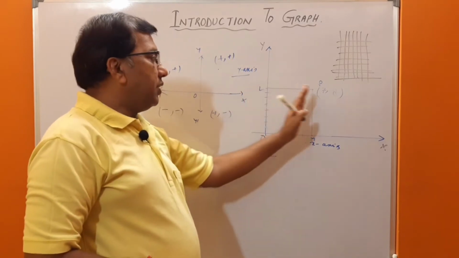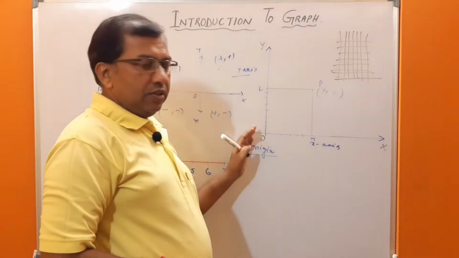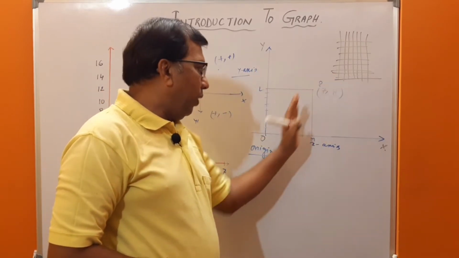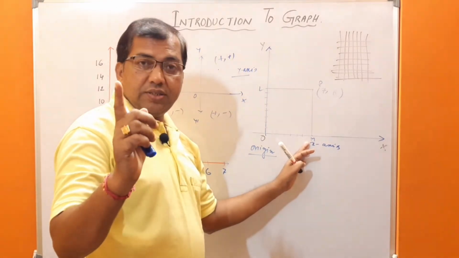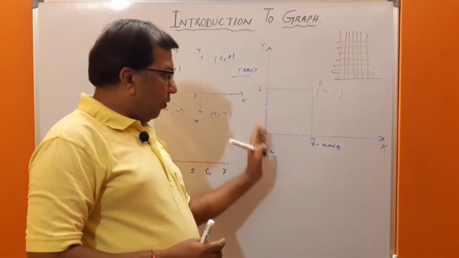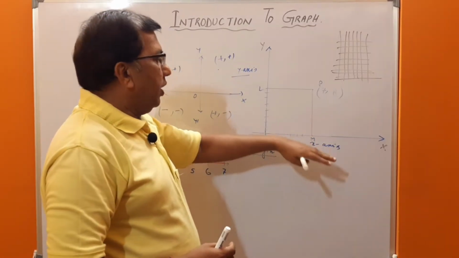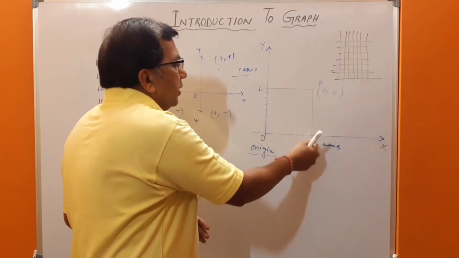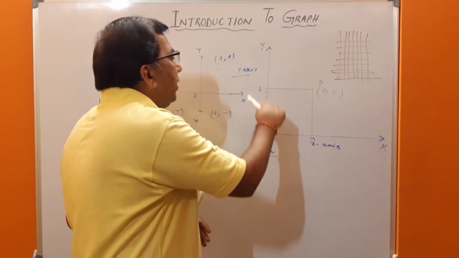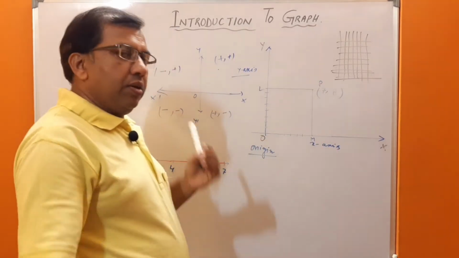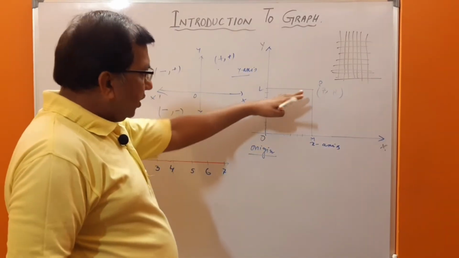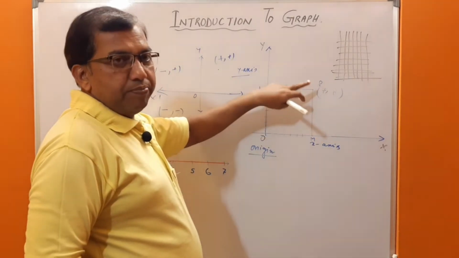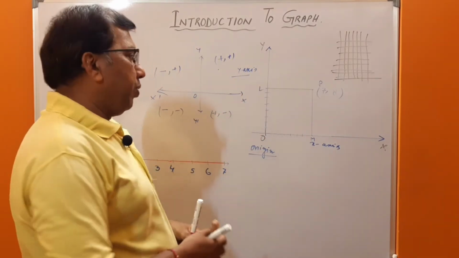How far is P from the y-axis? That is the value of x. Remind it. Distance from y-axis means value of x. Distance from x-axis, that means the value of y, 8. Remind it, very important. So in this way you have to find out the position of P and you have to plot the P in the graph. Okay.